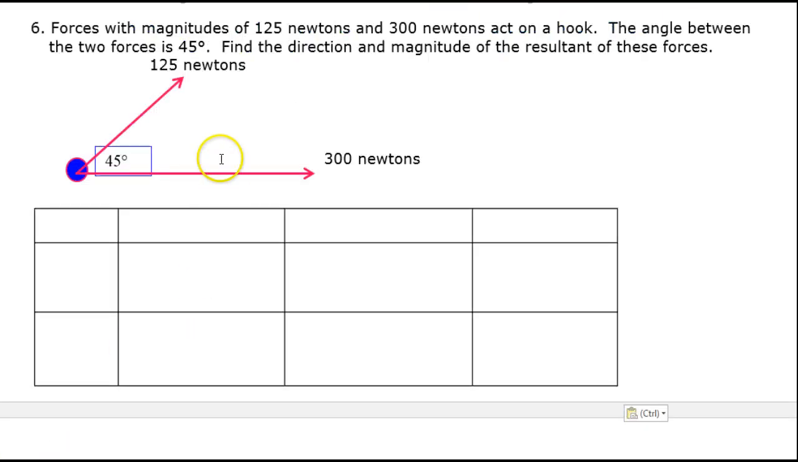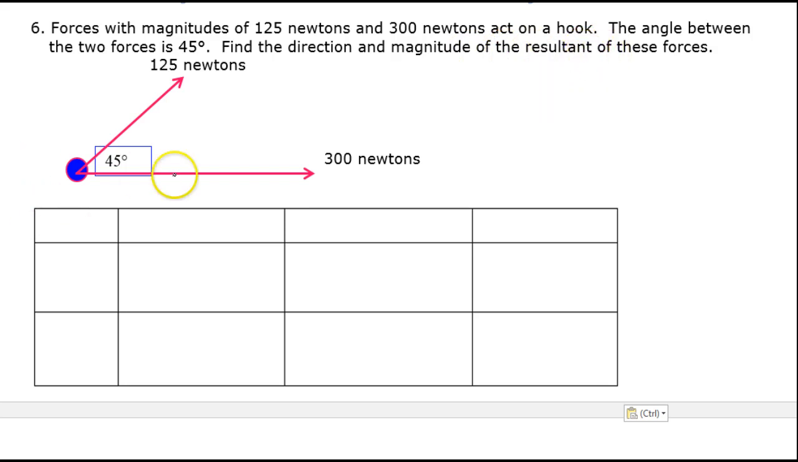Let's do one more problem on this video. So forces with magnitudes of 125 newtons and 300 newtons act on a hook. So obviously this is the 125 newtons, the 300 newtons. The angle between the two forces is 45 degrees. Find the direction and magnitude of the resultant of these forces.